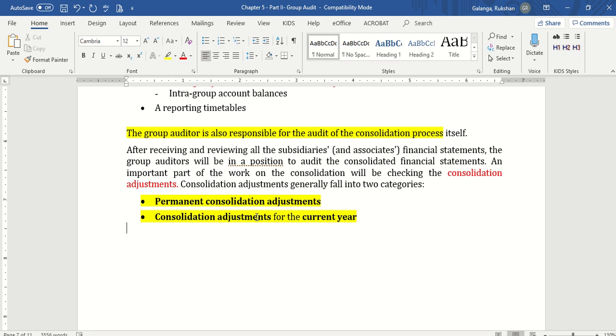You can learn about this in detail, but I am not going to tell you about that here. So in the permanent entry, what happens is that the permanent entry is normally recorded each year.